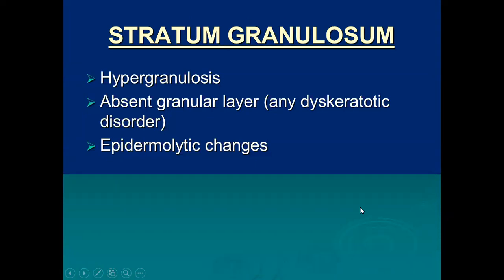Now we are done with stratum corneum, and we have reached the second layer of the epidermis, that is stratum granulosum. Stratum granulosum does not have a lot of pathologies as far as the examination slides are concerned, but you can notice a few things in stratum granulosum. The first is hypergranulosis, that is thickening of stratum granulosum, or absence of stratum granulosum, which is seen in any condition in which there is dyskeratosis or some abnormality in keratinization.